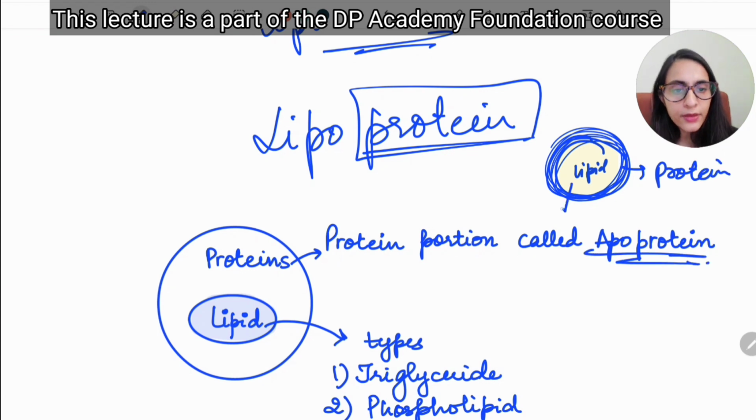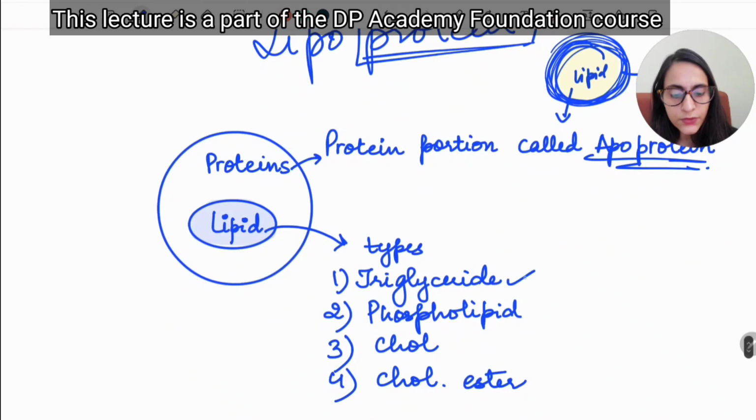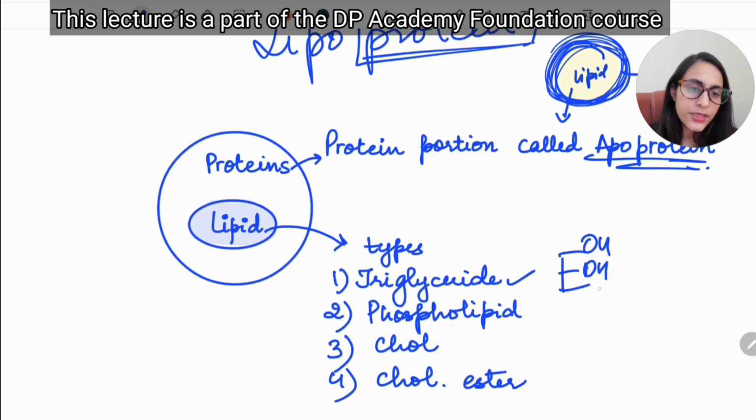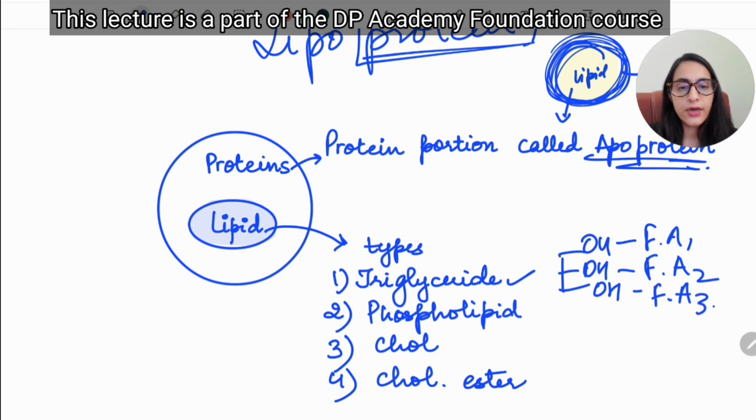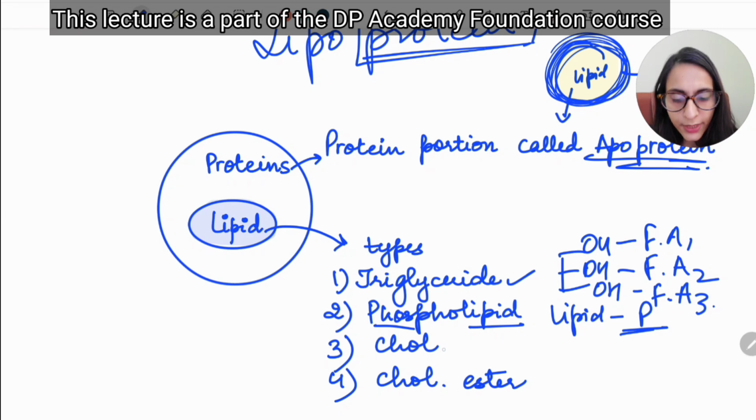The lipid can either be triglyceride, which we have already studied, which contains 3 OH, that is a glycerol, and we have 3 fatty acids attached to it. So it is triacylglycerol, which is also known as a triglyceride. Or it can be transported in phospholipid, that means to a lipid part a phosphate group is attached. Or it can be transported in cholesterol form, or in cholesterol ester form.